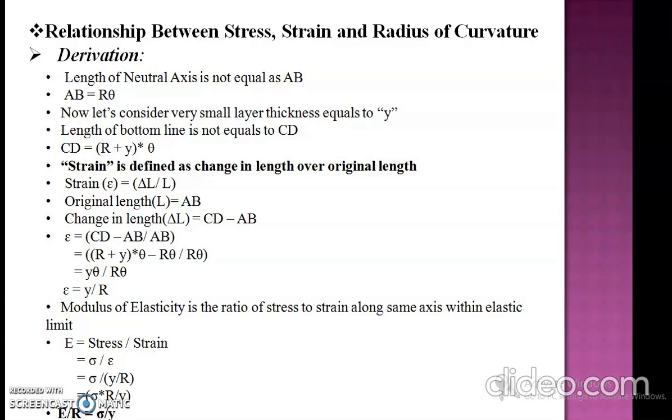Now we have to identify the relation between modulus of elasticity and radius of curvature. Modulus of elasticity is the ratio of stress to strain along the same axis within its elastic limit. It is denoted by capital E, and E is equal to stress divided by strain. Stress is denoted by sigma and strain by epsilon. We know the value of strain here, which is already derived.